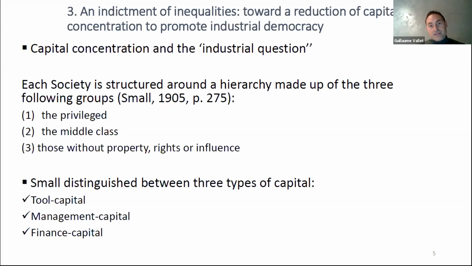So in sum, finding ways to increase the share of management capital is key, since this means new distribution and new types of cooperation between workers and capitalists. This is very important in Small's views because this will prevent class warfare from arising, which is maybe one of the most important things he had in mind.